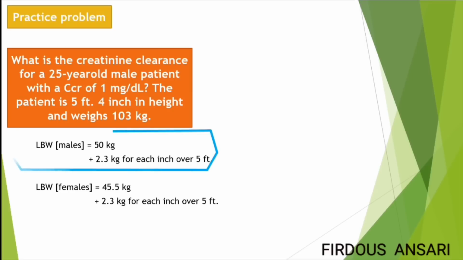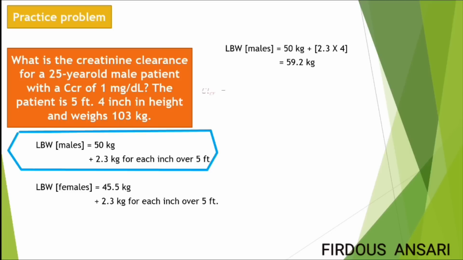So we need to consider this formula. The lean body weight in males is equal to 50 kg plus 2.3 kg for each inch over 5 feet. So what is the height? 5 feet and 4 inch. So we need to write it like this: 2.3 multiplied by 4. So we'll have the value 59.2 kg. So this is the ideal body weight of the patient.